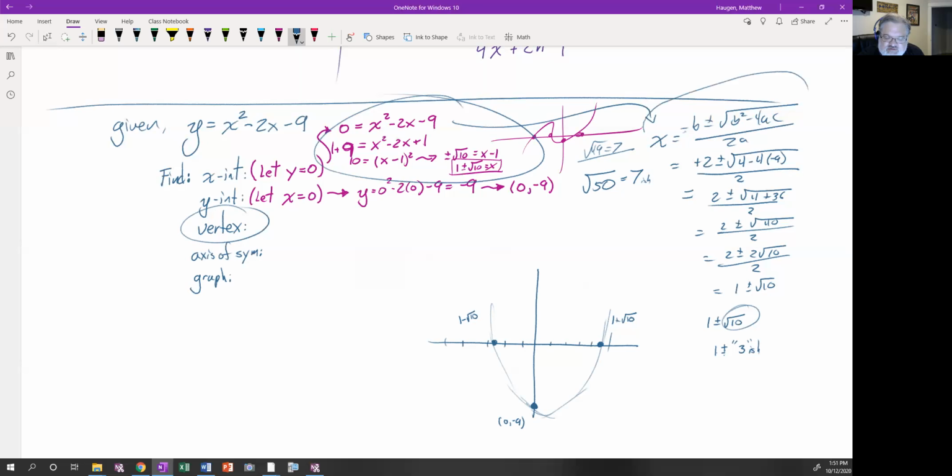Like this thing? Yes. Well, that's the quadratic formula. Right, and it will not find a vertex. Oh, sorry. I misunderstood the question.